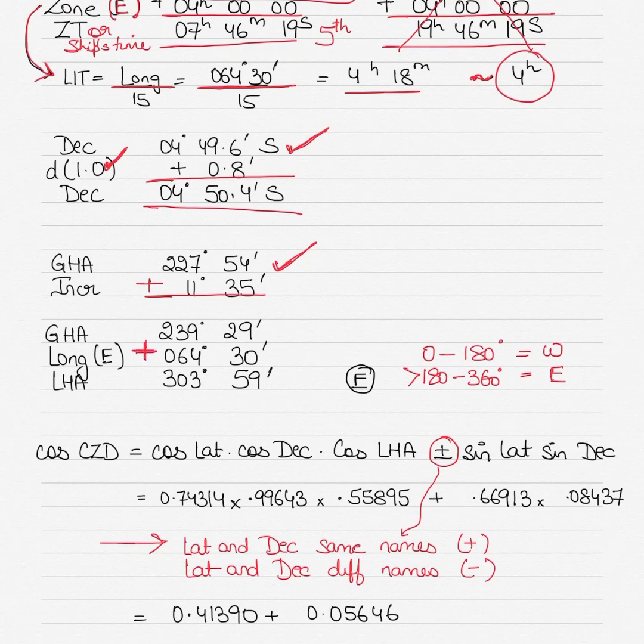If it was west longitude, you would be subtracting the west longitude from it. If it's east longitude, you always add it, because the rule of thumb is longitude east, GHA is the least. So GHA is less than LHA, and if longitude is west, GHA is the best. GHA would be more than LHA.